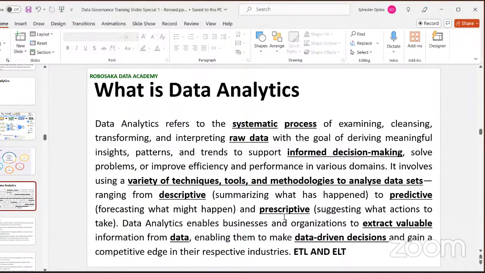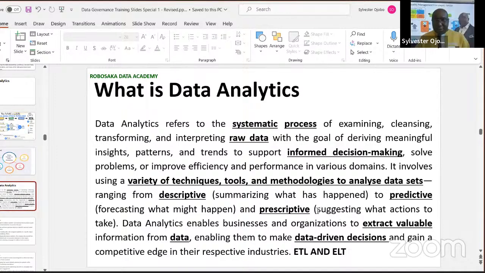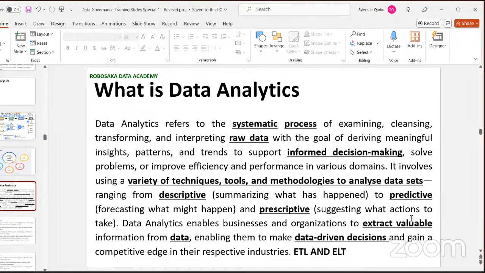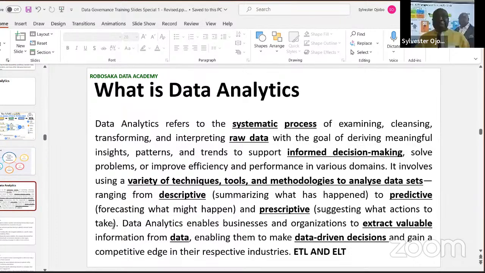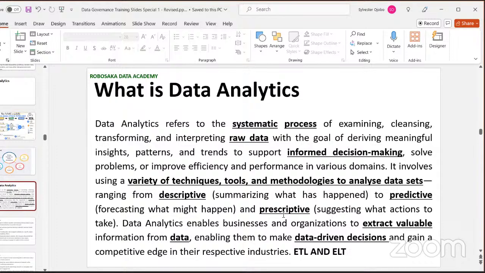Okay, and prescriptive will be what? Suggesting what action you should take. Did you see this thing now? When they ask a question about analytics, don't fail to have this, that, and that. You must have it in your head.